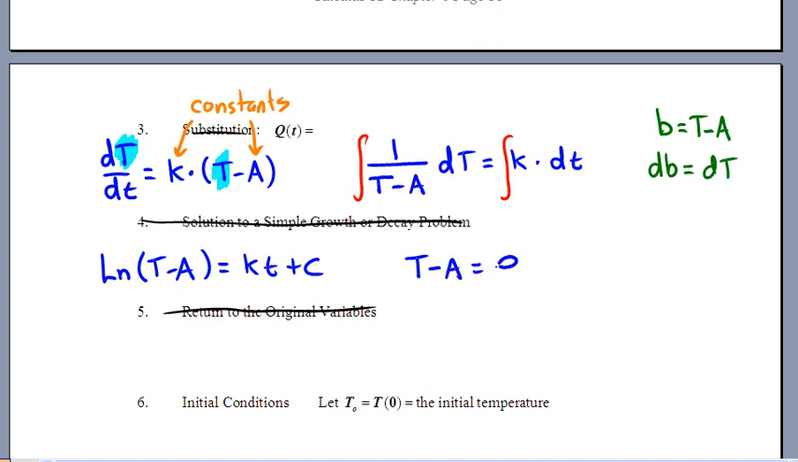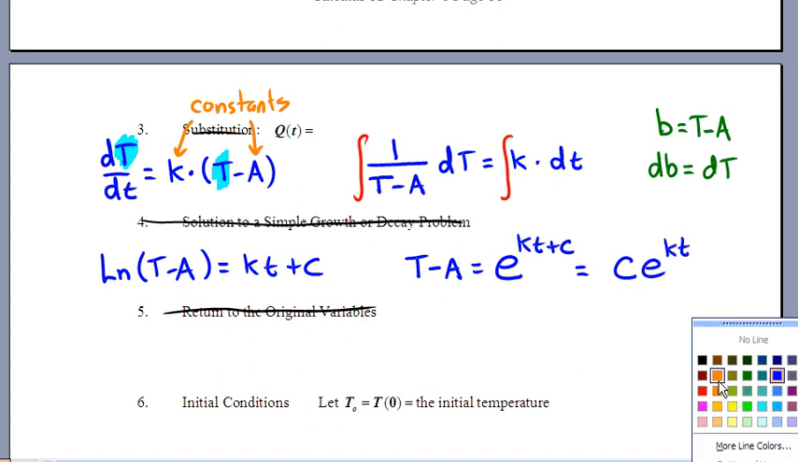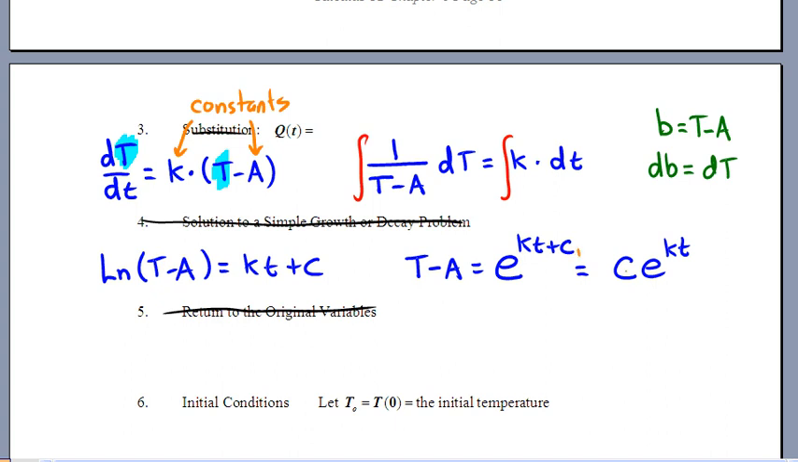is equal to e to the (kt plus some constant), which we usually write a slightly different way. We say, why don't we write that as some other constant, so it's not quite the same C, and then e to the kt. So not exactly the same C here. This is that whole without loss of generality thing. That's constant 1, that's constant 2.